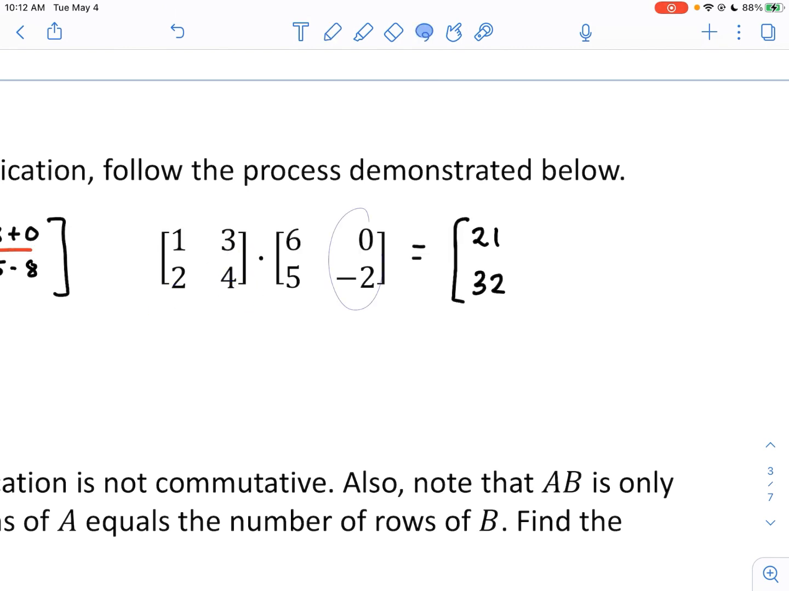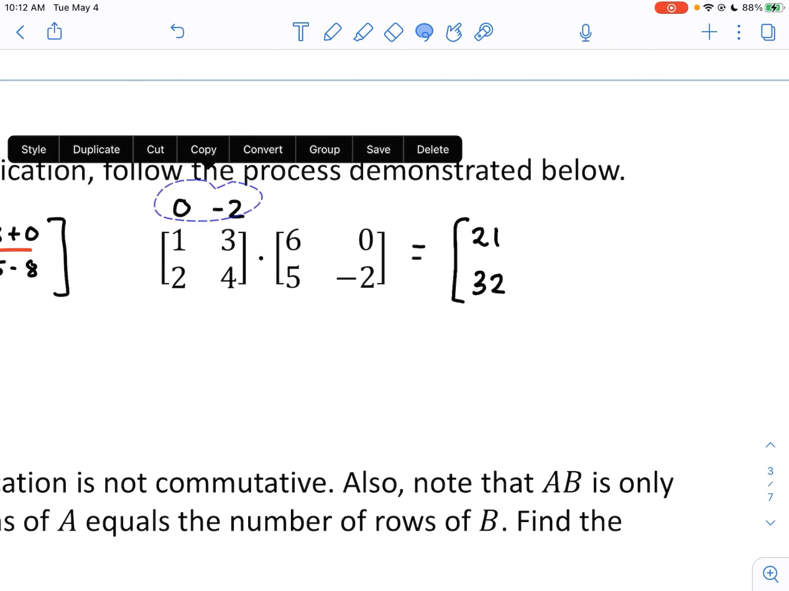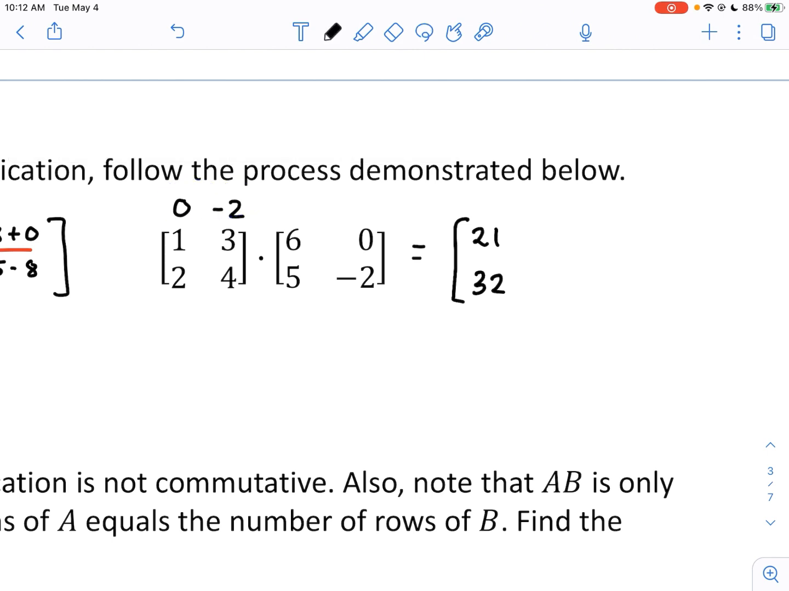Now I'm going to grab the 0, negative 2. Drag them out, bring them over the columns of the matrix on the left, and drop the 0, negative 2 onto the rows. 0 times 1 is 0, and negative 2 times 3 is negative 6. And add those together, we just get negative 6.